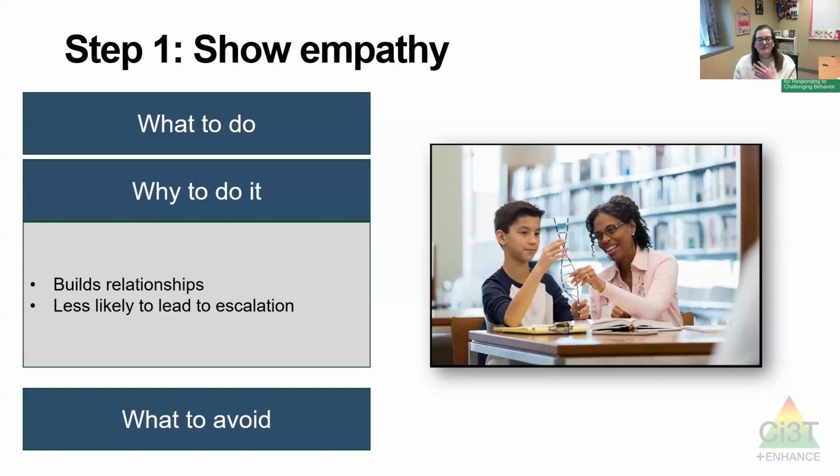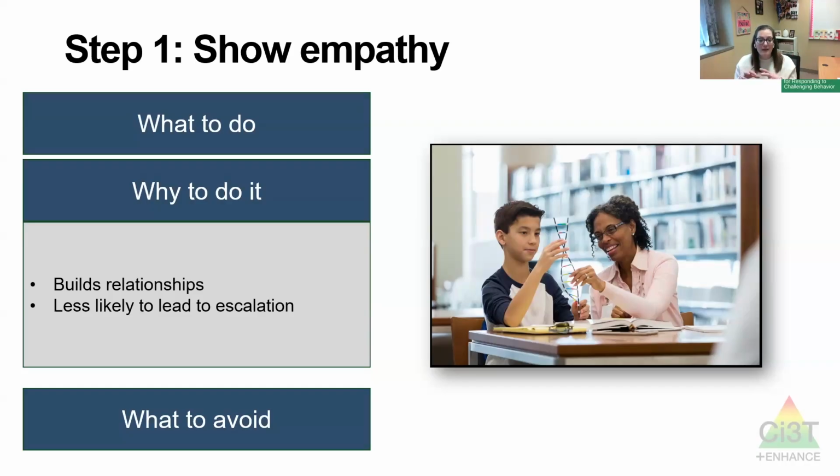And why we do this, it's going to continue to build a relationship with that student, and it's less likely to lead to escalation. It also acknowledges that someone is showing that they care about me. They notice that my behavior is a little bit different today, and Ms. Bernard is providing the time and space. But I'm going to consider asking them, can we talk about this at a later time?